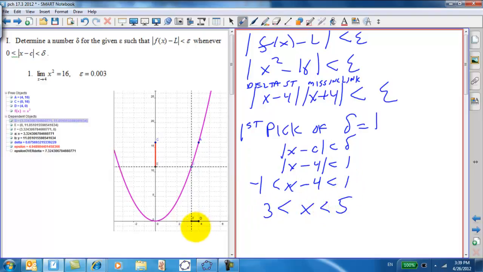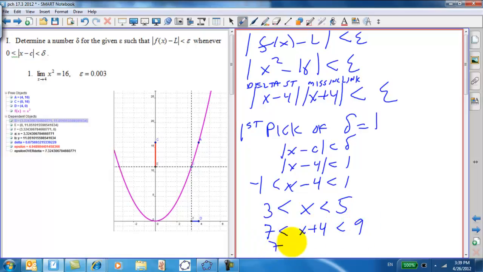Does that make sense? Basically, we're approaching 4, and to get within 1 of 4, we're going to be somewhere between 3 and 5. If we pick delta equal to 1, that's our error in x, and we're saying we're getting within 1 of 4. So 3 is less than x is less than 5. Now, the whole point of this was to figure out how big the missing link is. So I'm going to add 4 to all three parts. 7 is less than x plus 4 is less than 9.